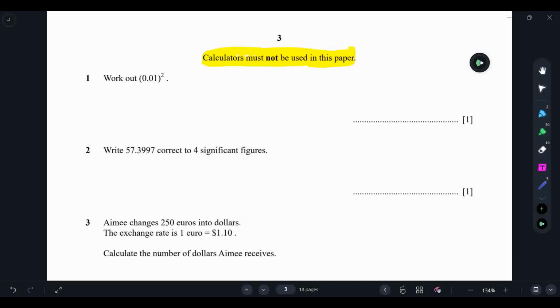Work out 0.01 whole square. Now, I will also explain the concept behind each question, that is, how we can solve these questions without using the calculator. Now, 0.01 whole square means this will be 0.01 multiplied by 0.01. Now, in decimal multiplication, first of all we need to multiply 1 with 1, ignoring the zeros. The answer is 1, obviously.